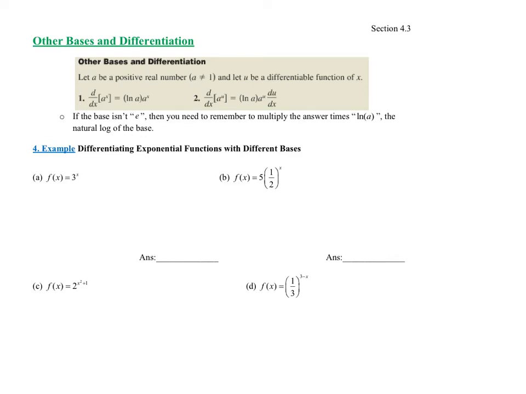Okay, this next part is very, very important. It's what do you do to find the derivative of an exponential function if it's not e? So we know the derivative of e to the x is e to the x, but what's the derivative, for instance, of 2 to the x? And the answer is it's kind of the same, but there's a little bit of a tweak.